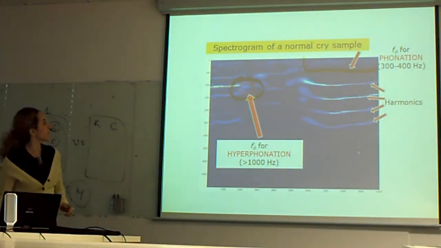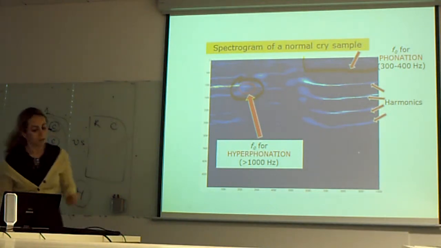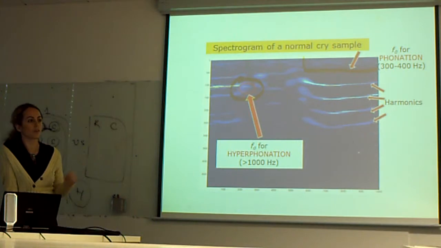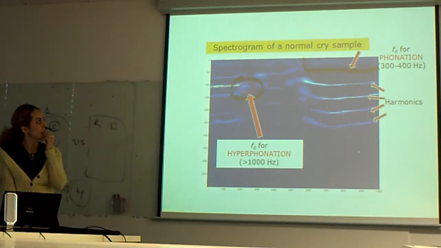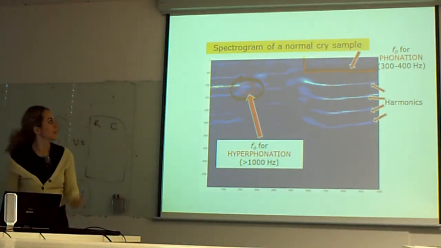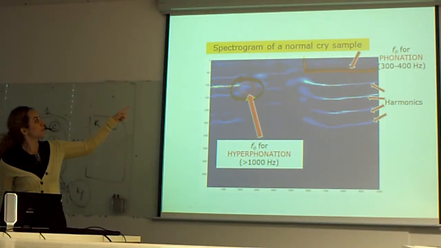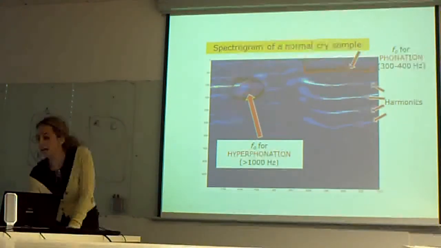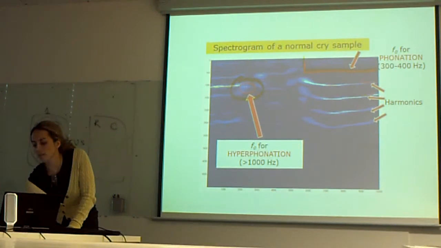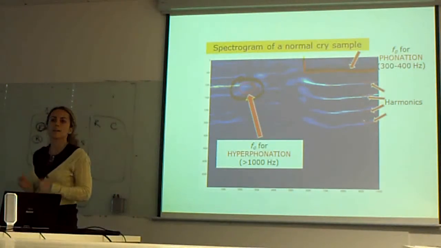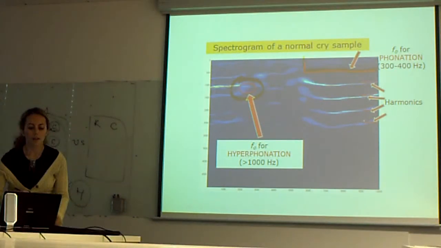So I just put an example here for you to see. If you look at this example, this is a spectrogram of a normal cry sample. These areas, like here, are the phonation part. And the fundamental frequency is around 300, 400 hertz. It has beautiful harmonics that you can see here. So they are almost the same as the voiced part that we have in adult speech.